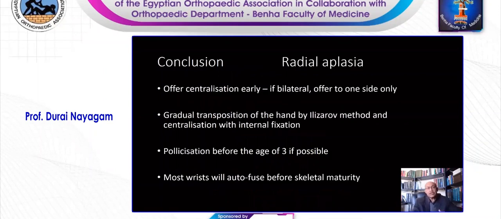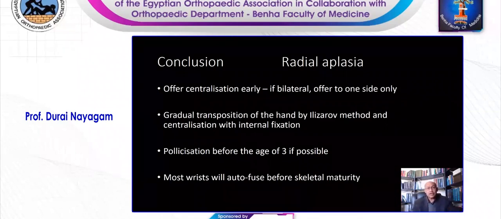So to conclude, the tips I would like to share with you from this particular case of radial aplasia and from our experience is to offer centralization early. If it is a bilateral case, offer it only to one side, because the corrected side may have difficulty reaching the mouth, even though it's very good for grip and grasp, but the untreated side will be able to allow the hand to reach the mouth.